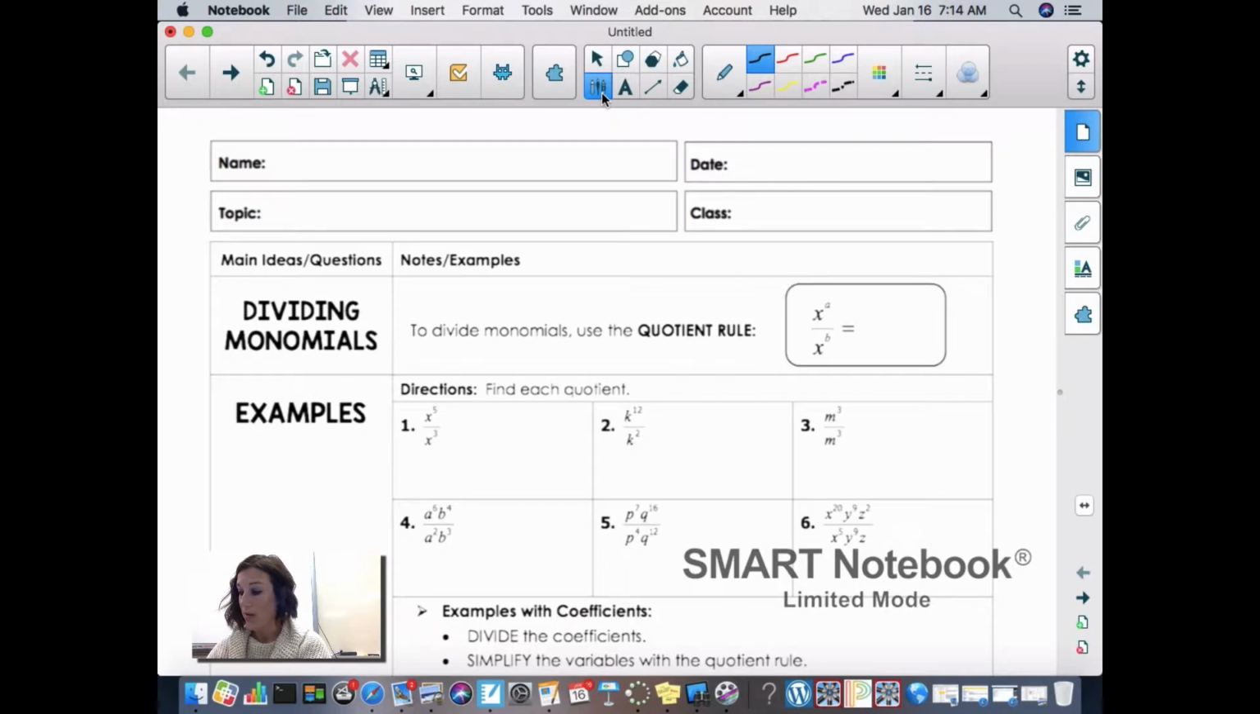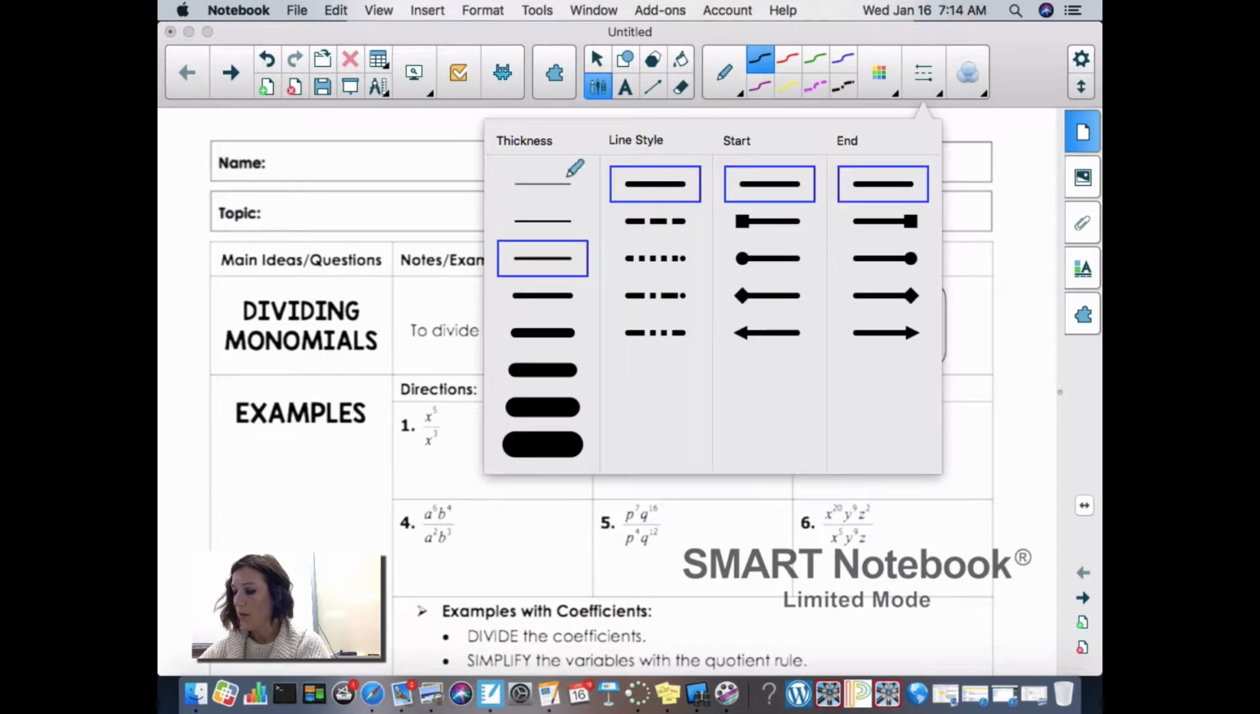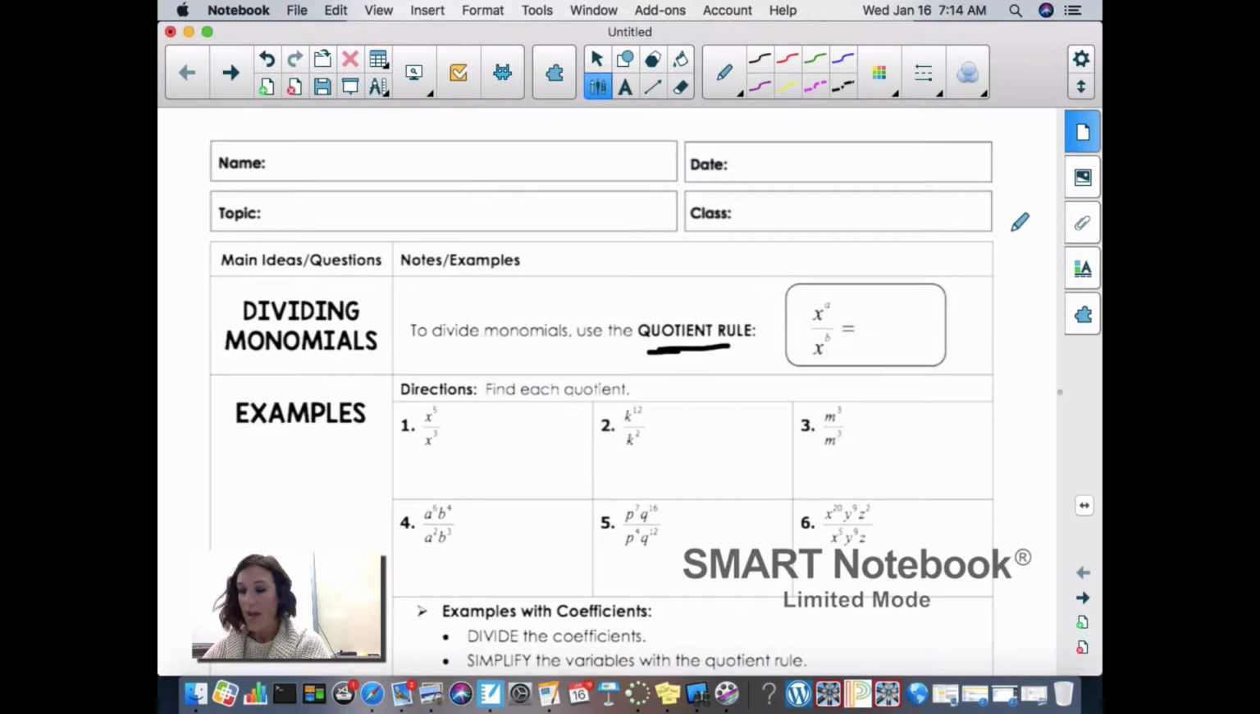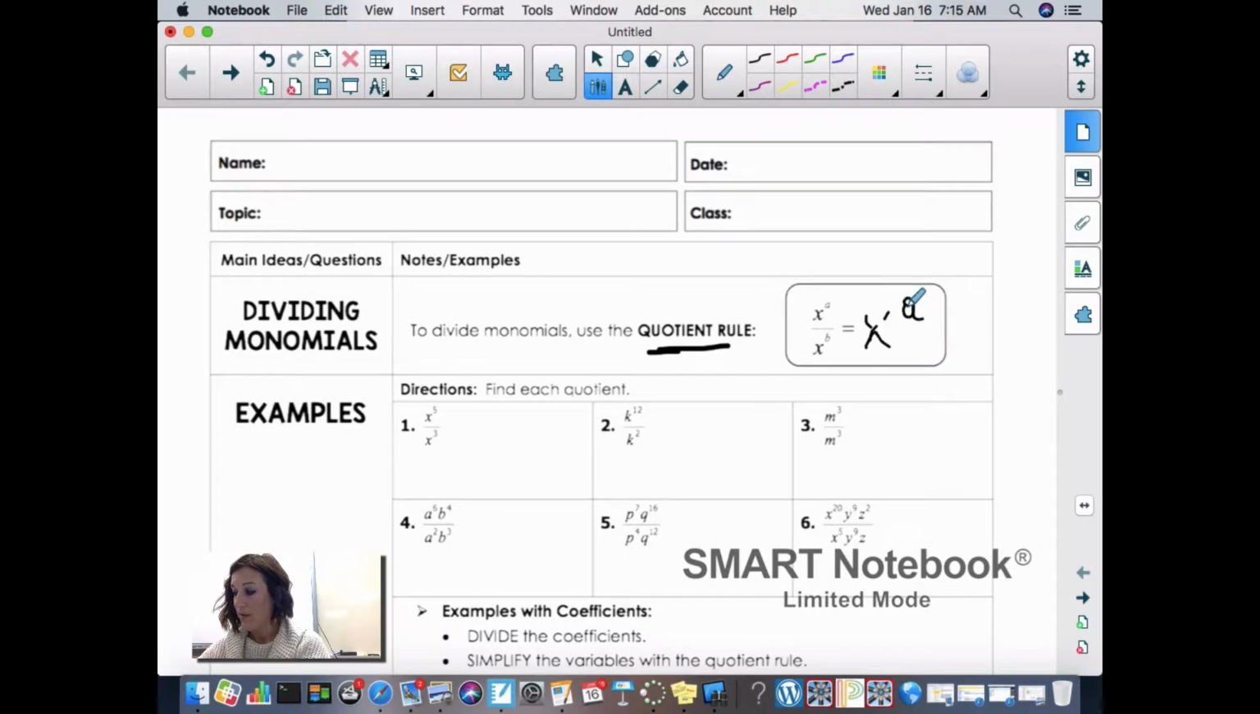So looking at what's called the quotient rule now, for the quotient rule, when we have x to the a power divided by x to the b power, we have the same base of x. We would actually subtract our exponents. So I have x to the a minus b. So we're subtracting those exponents.